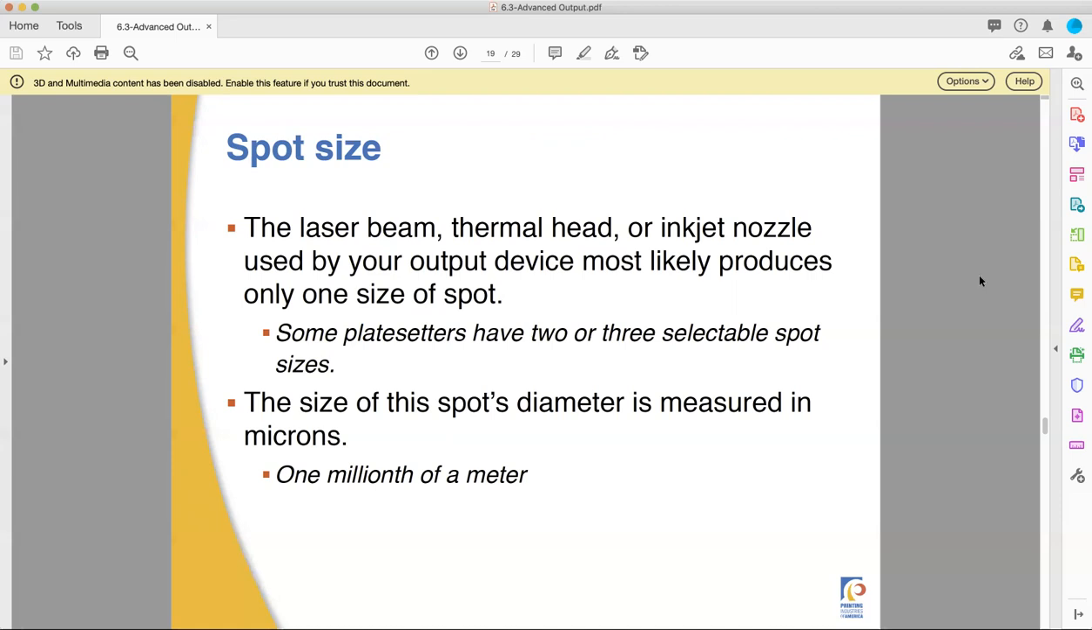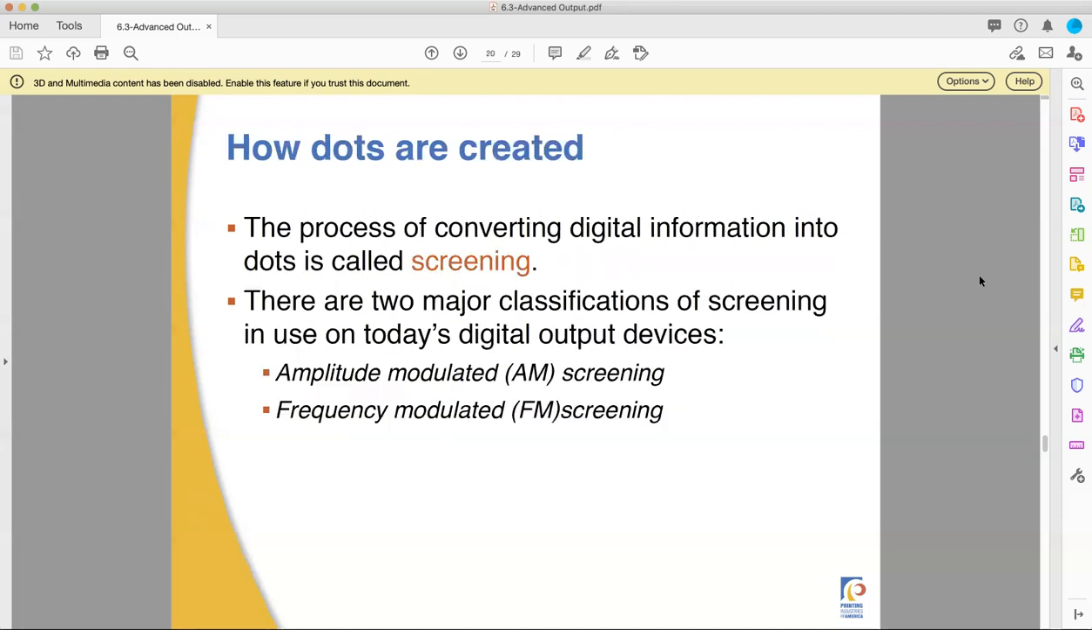The diameter of these spots are measured in microns. A micron is a millionth of a meter. Yeah, sorry guys, it's metric. And we're still converting millionths of meters over onto dots per inch. Yeah, it's a little tricky sometimes.